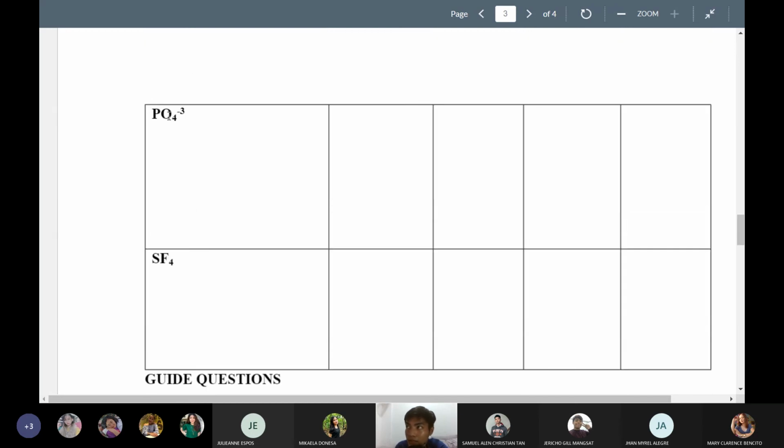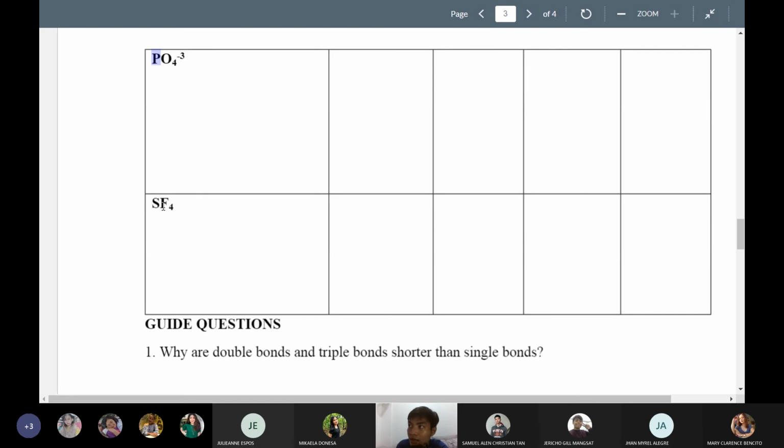PO4, -3. The central atom would be phosphorus, group 5, and in period 3. So, is it add or expanded? The answer is expanded, because when it's add, usually nitrogen is the one doing that.